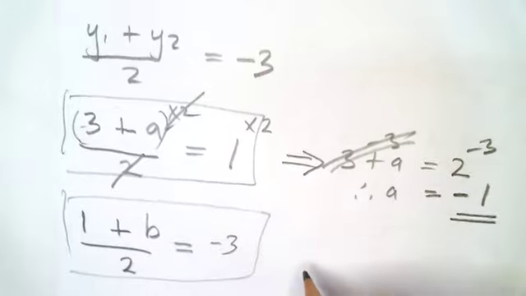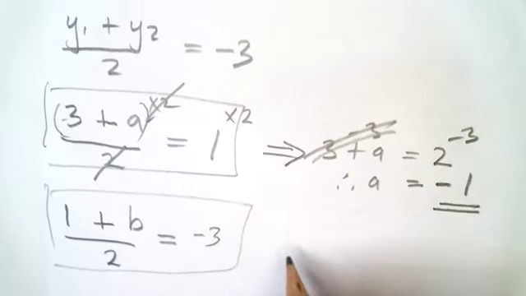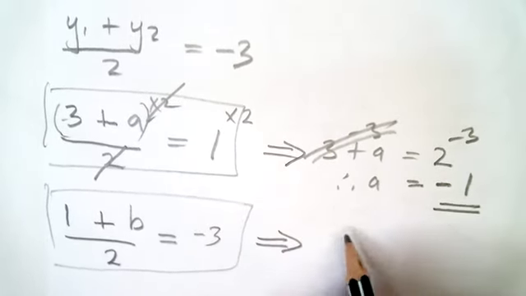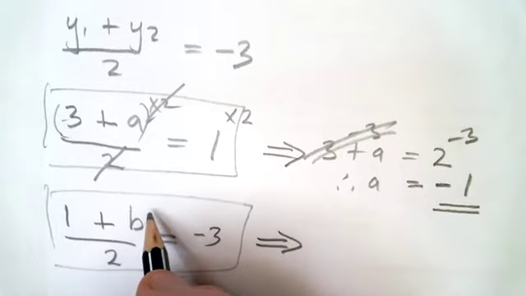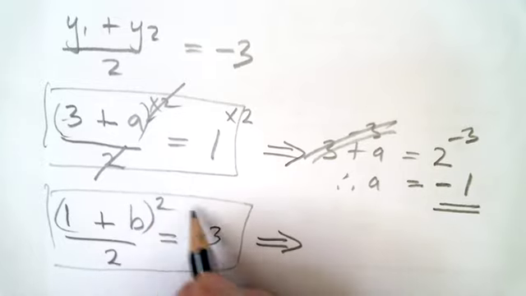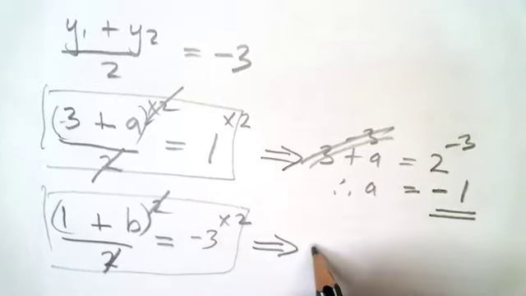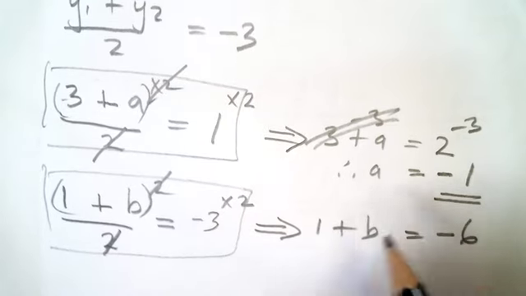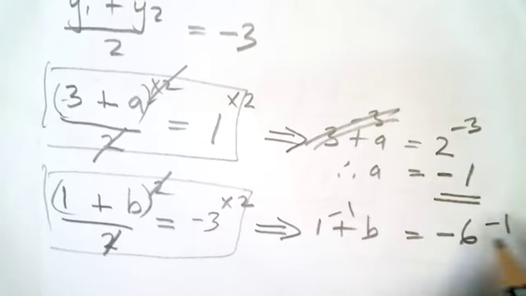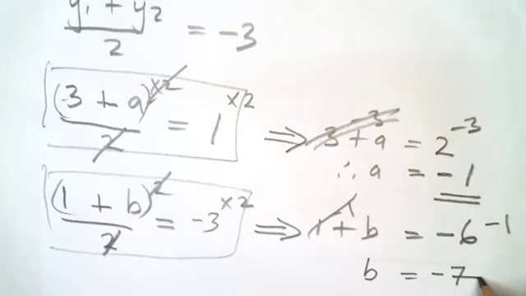Okay, my B value, well, I've got 1 plus B. I'm going to multiply both sides by 2. There it is. 2 divided by 2 leaves me with 1 plus B is equal to -6. I'm going to subtract 1 from both sides. So B is equal to -7.